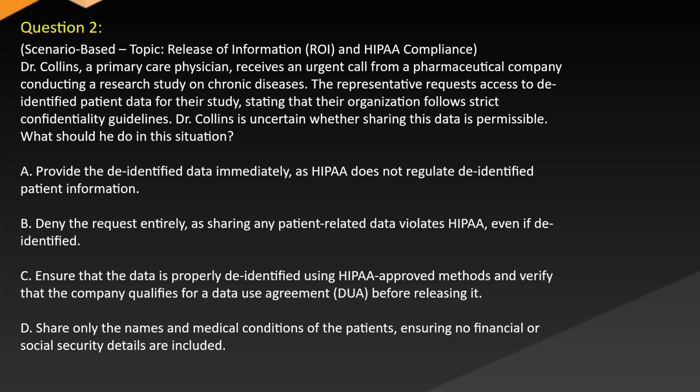A. Provide the identified data immediately, as HIPAA does not regulate identified patient information. B. Deny the request entirely, as sharing any patient-related data violates HIPAA, even if de-identified. C. Ensure that the data is properly de-identified using HIPAA-approved methods and verify that the company qualifies for a data use agreement (DUA) before releasing it. D. Share only the names and medical conditions of the patient, ensuring no financial or social security details are included.